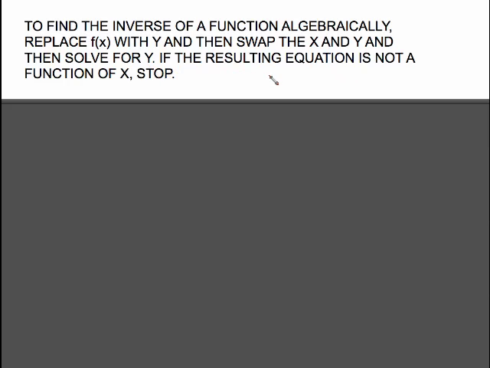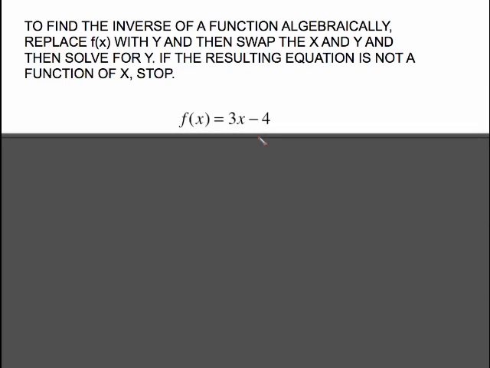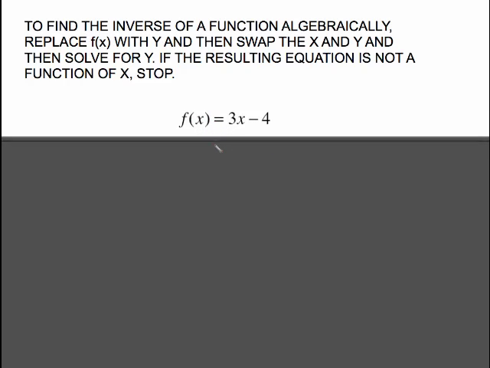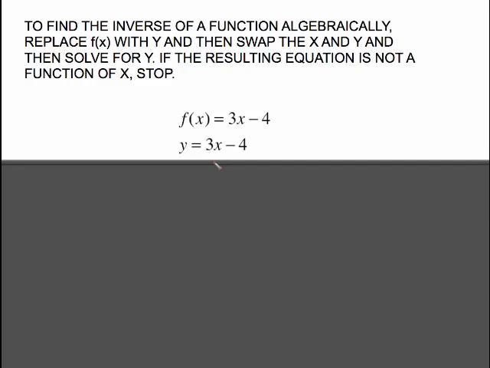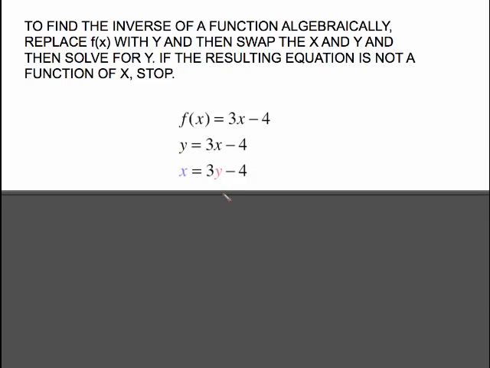If the resulting equation is not a function of x, you're going to stop. So here's f of x equals 3x minus 4. The first thing you want to do is, in place of this f of x, put y. So that's a simple step. The next is we're going to reverse our x and our y. Put x over here and put y over there.